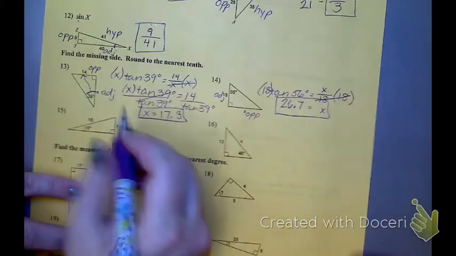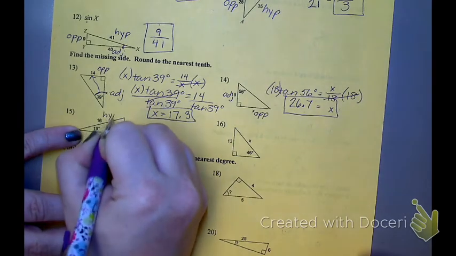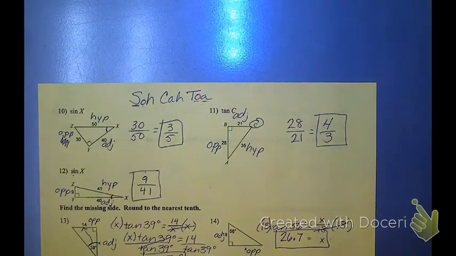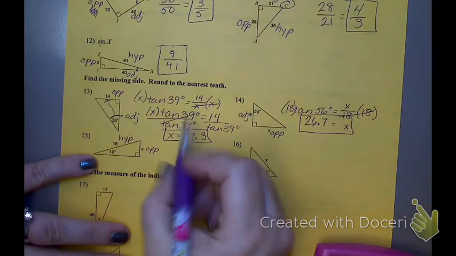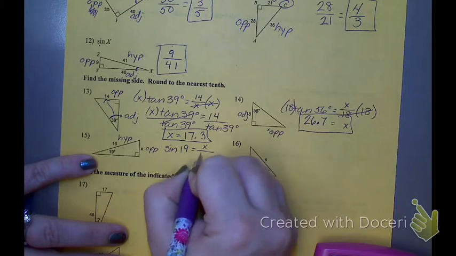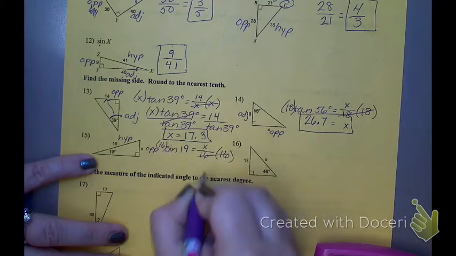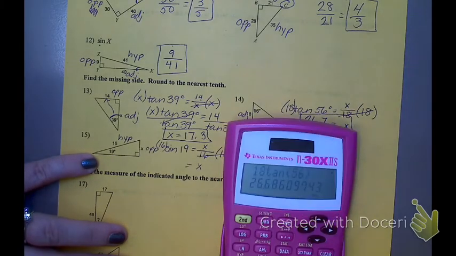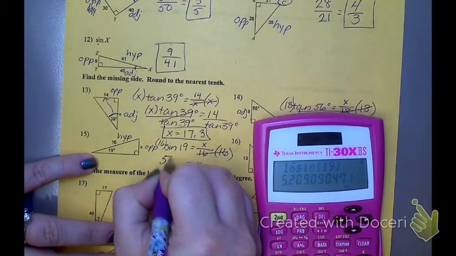Okay. All right, number 15. They give me opposite and hypotenuse. What uses opposite and hypotenuse? That would be my sine. So I'm going to use sine for this one. So sine of 19 is equal to opposite over hypotenuse. Multiply both sides by 16. And this is another one like the last one where I can just plug it all straight into my calculator. So 16 sine 19 gives me 5.20. That would be 5.2.